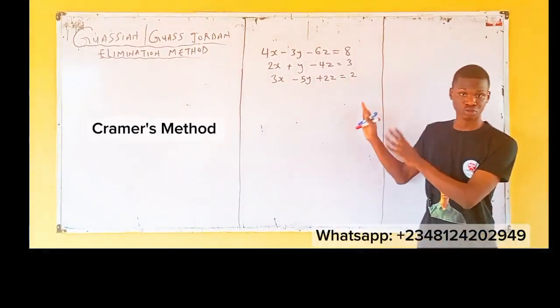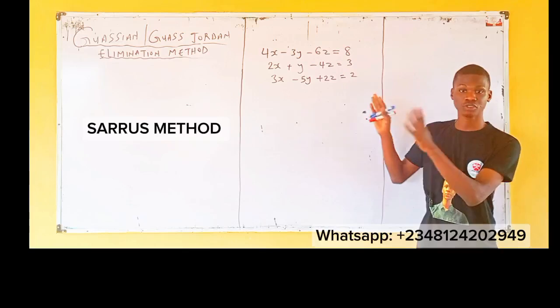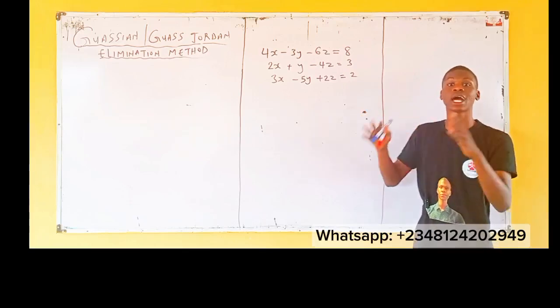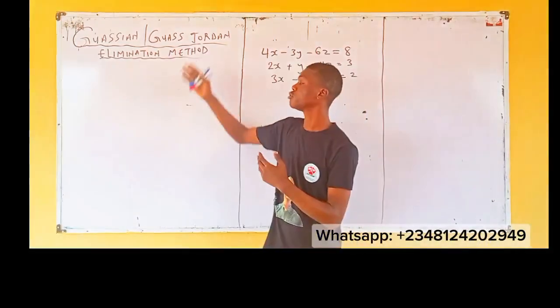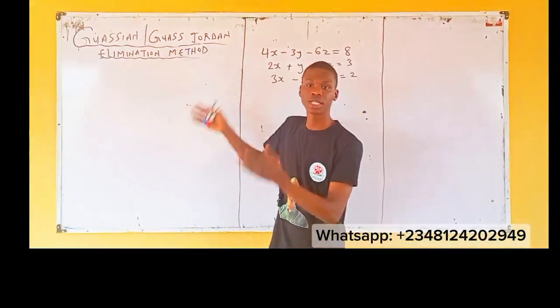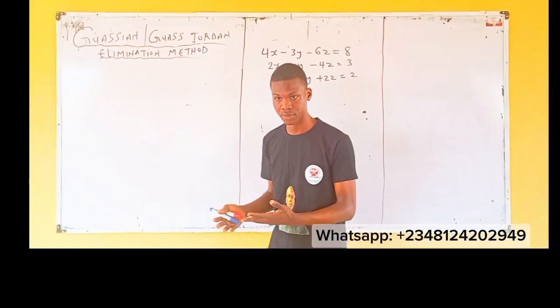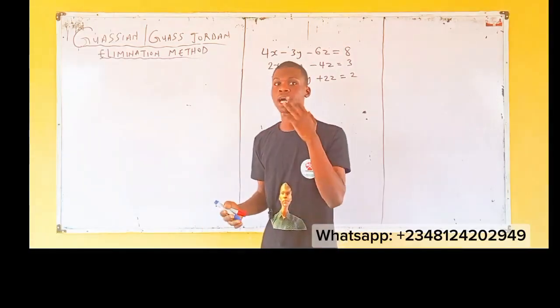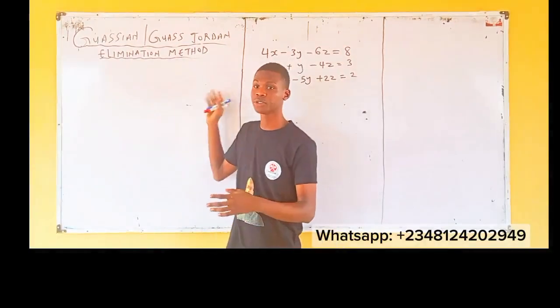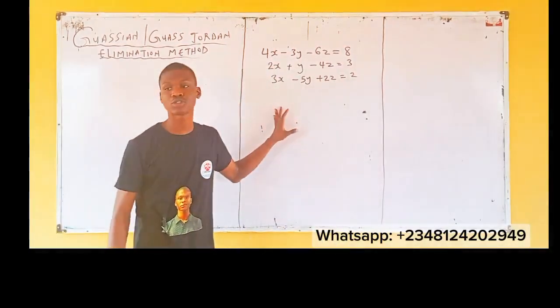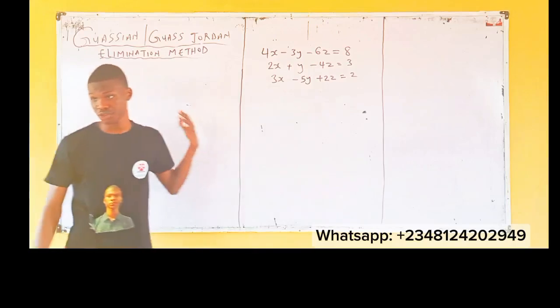I can use Cramer's rule to solve this. I can use Sarrus's method. Whatever method I know, I can use to solve this. But what if the question says use Gaussian or Gauss-Jordan elimination? How do you go about it? It's very simple, and I must say this: by the time you know this method, it is much easier compared to Cramer's rule.